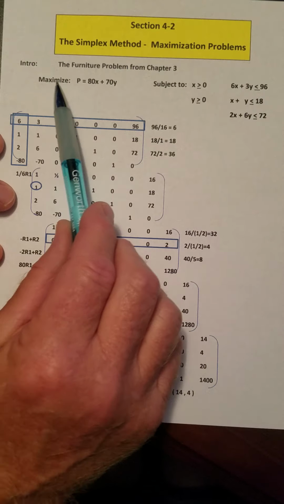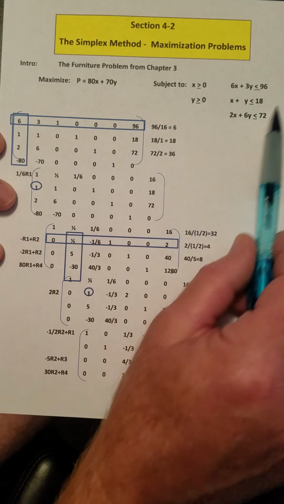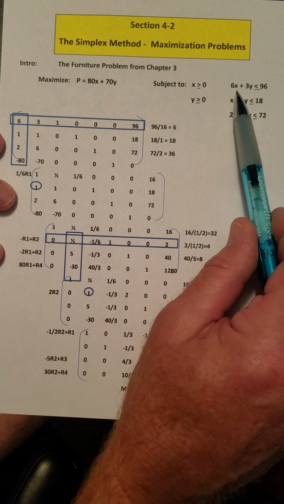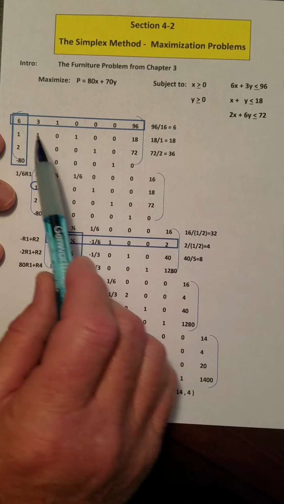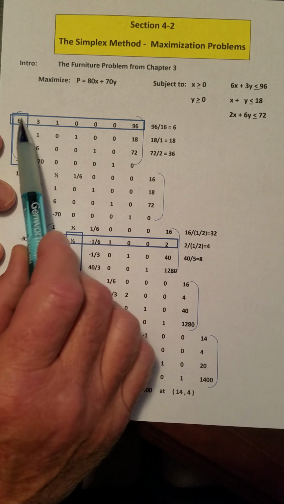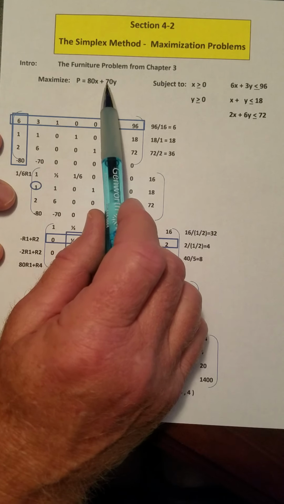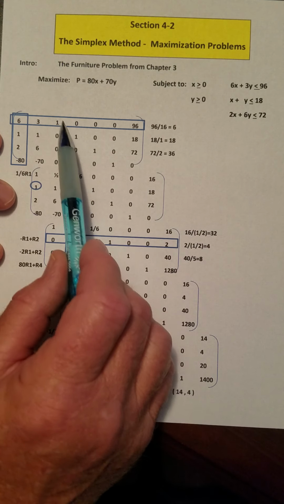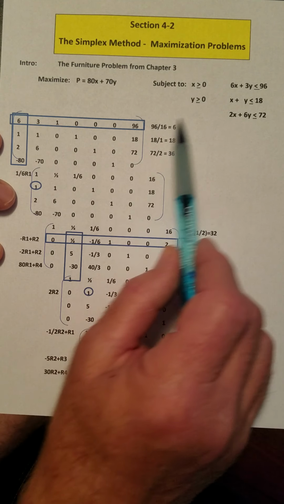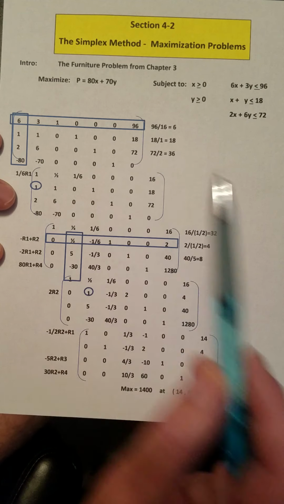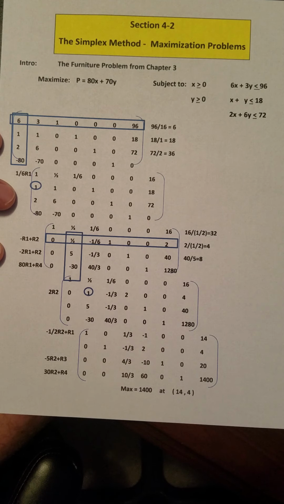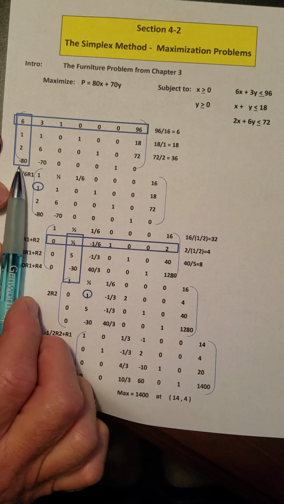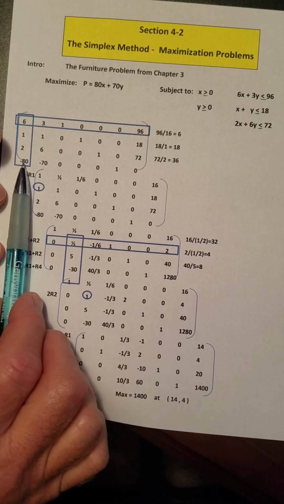But the furniture problem, here's where the criteria comes from and your maximum. So again, you have your 6.3, 1.126, 6.3, 1.126. So it's all right here. Negative 80, negative 70 comes down here. You always take the opposites, put them down here. Then you have that identity, and then your constants, 96, 18, 72. Once you get to here, you have to find the biggest negative, which is negative 80, which gives you your pivot column.